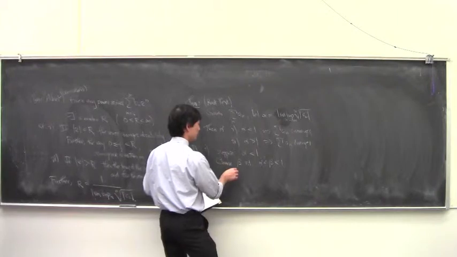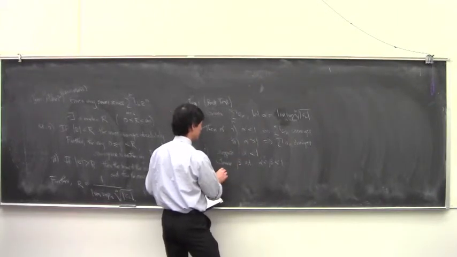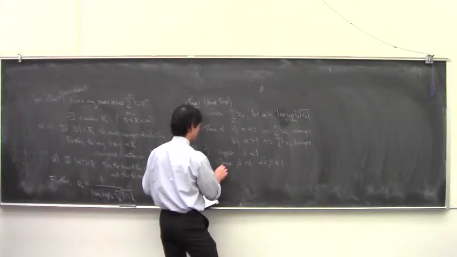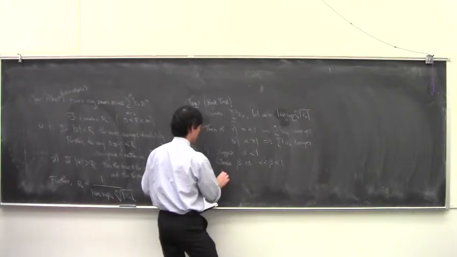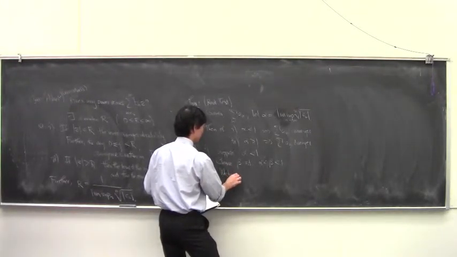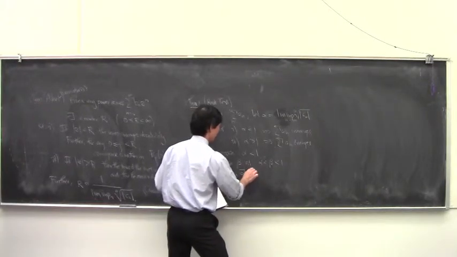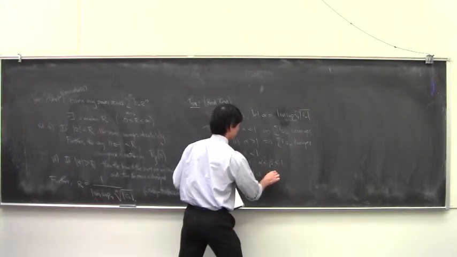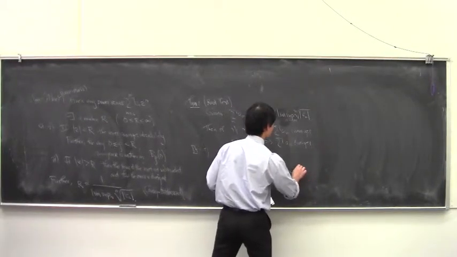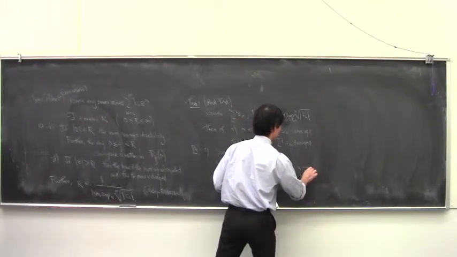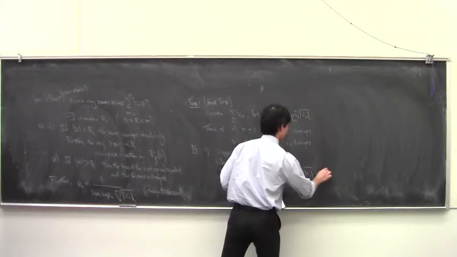We know that since alpha is the lim sup, there exists a time past which this is less than beta.